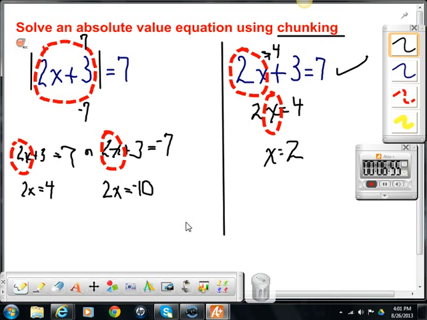So now we're going to look at our chunk again. It's a simpler chunk. 2 times something is 4. 2 times something is a negative 10. Here, our value is x equals 2, or our value is x equals a negative 5.